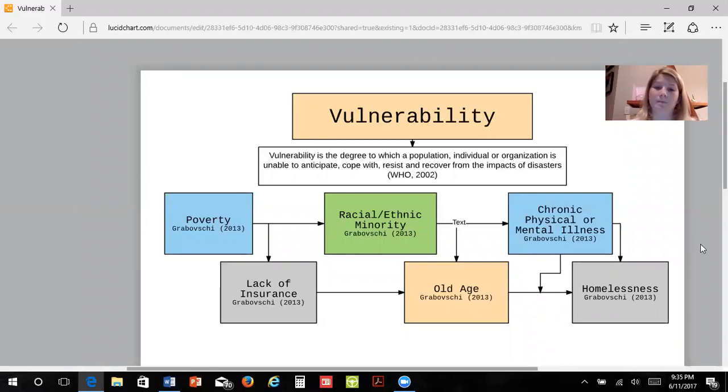But another marginalized population, people with chronic physical or mental illness, are also at high risk for vulnerability. They require a lot of care. They're easy to ignore. They can oftentimes result in homelessness with these sorts of problems, particularly mental illness.